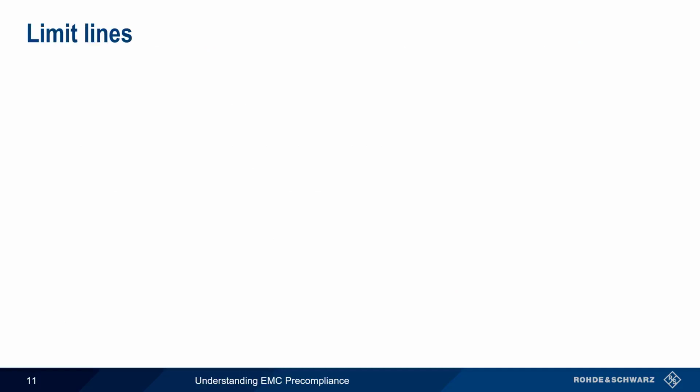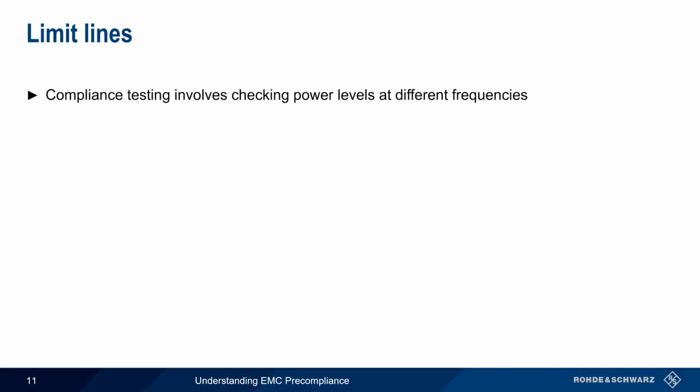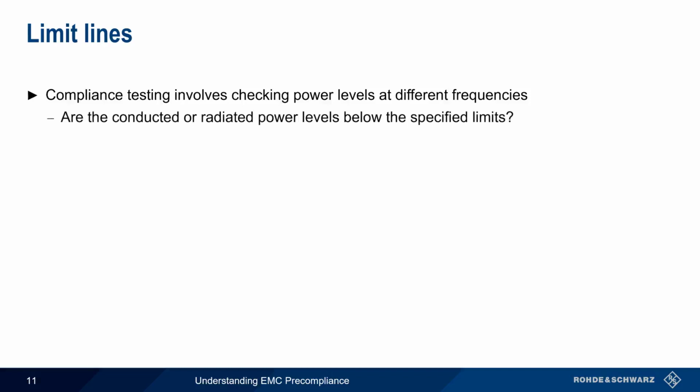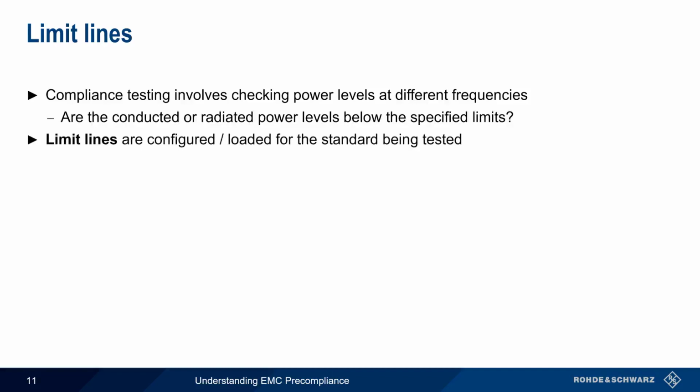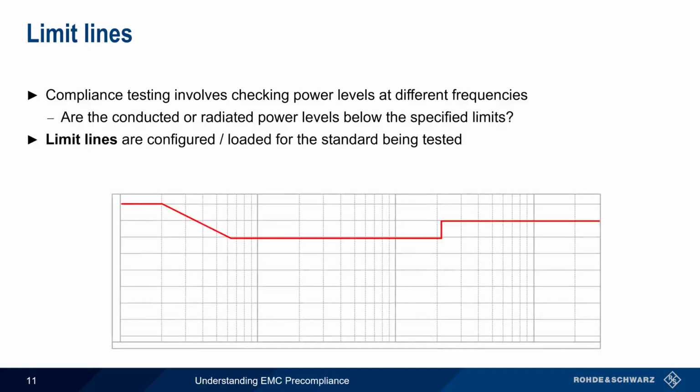Limit lines are a basic but vitally important feature on both EMI receivers and spectrum analyzers. Recall that compliance testing involves checking power levels at different frequencies in order to determine whether the conducted or radiated levels are below the specified limits. These maximum power values or limits are commonly defined in terms of standard-specific limit lines, which can either be configured on and/or loaded into our measuring instrument. For example, this limit line is first loaded into our spectrum analyzer or EMI receiver, and then measurements are made.